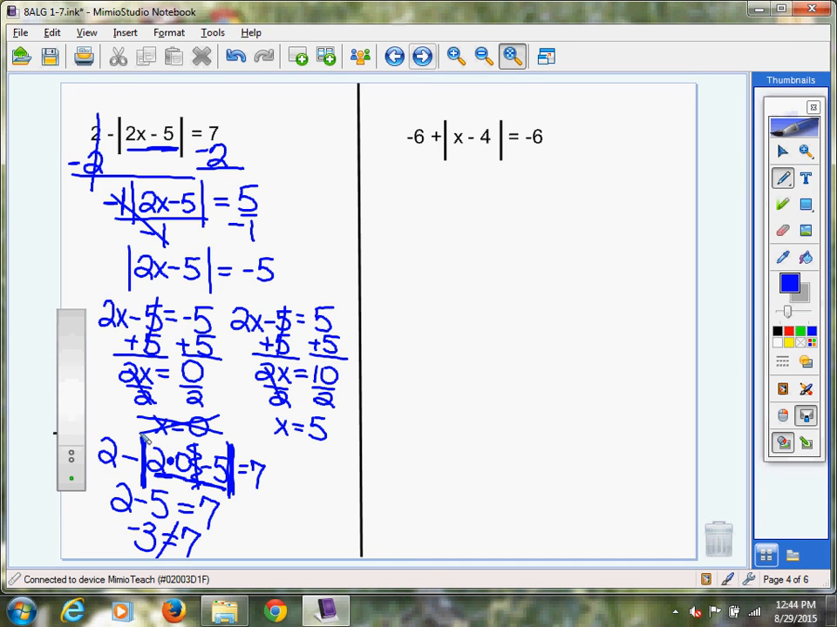Okay? So do it again, except this time plug in positive 5. So you've got 2 minus the absolute value of 2 times 5 minus 5 is equal to 7. All right, start inside. 2 times 5, 10. 10 minus 5, 5. Absolute value of 5, 5. 2 minus 5, negative 3. Negative 3 equals 7? Nope, can't use that one either. So your answer is no solution. You cannot solve that one. It's not solvable. So that's one of the tougher ones.